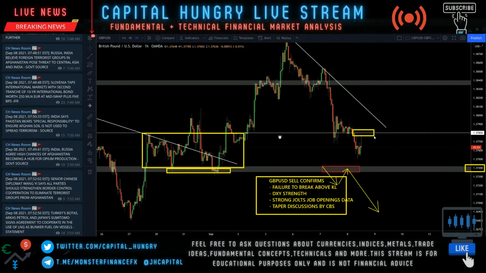First, we've identified that we broke and retested back below this price sensitivity area and key level. Then we identify the dollar strength and economic data. Then we identify the break below 1.374. All right. I'm only looking for buys on GBP USD if we come back above 378.